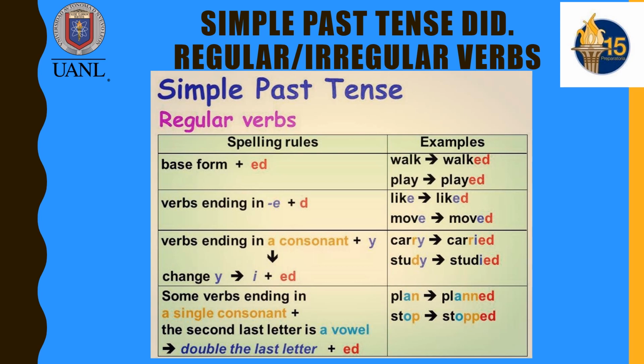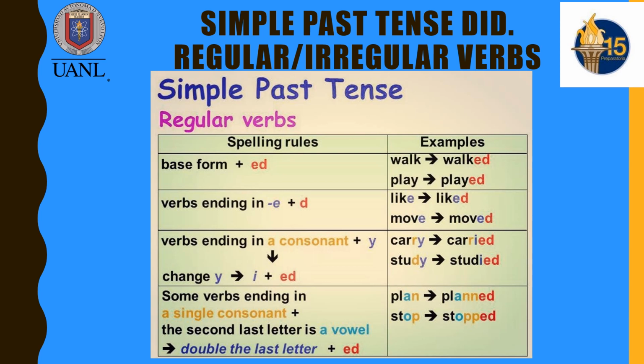Now we're going to continue with another topic, that is simple past tense, in which you're going to use the auxiliary did, but also you have to know regular and irregular verbs. This is also review. You have the notes in your notebook, right? Simple past tense, regular verbs, spelling rules. Yeah, you have to check with verbs you're going to add e and d at the end of the word, right? And also you have to check the rules.